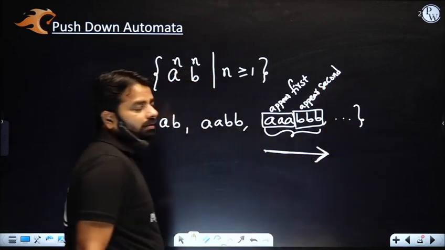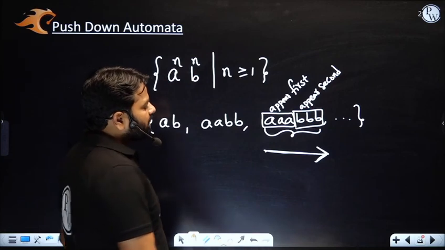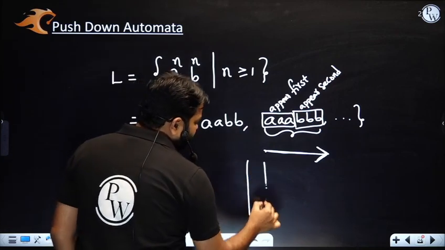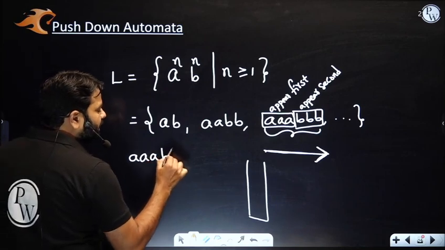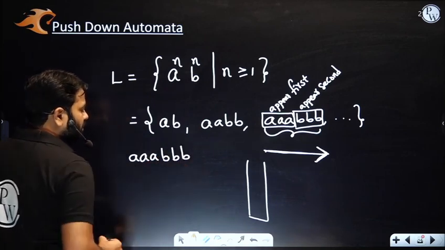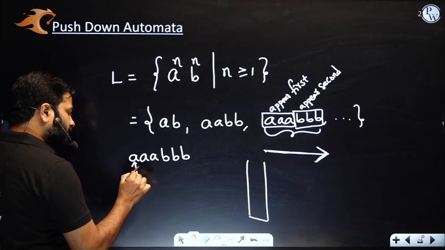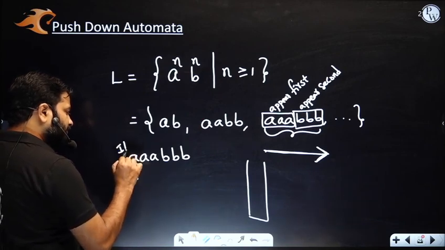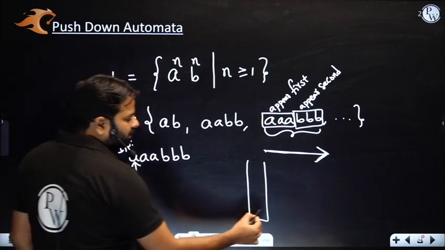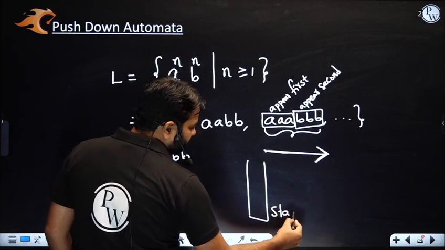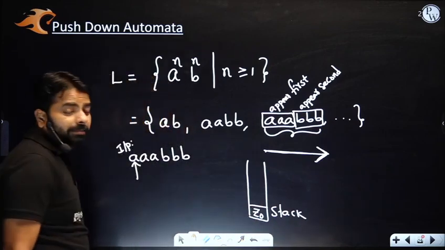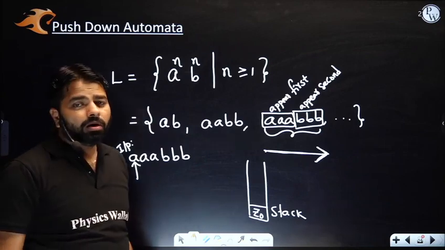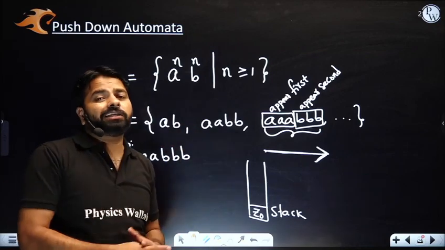Now you tell me how to utilize the stack. I have a stack. Now I have six symbols, let's say 3 A's and 3 B's. Now first I am reading A. This is the input, you know it. This is the stack. Assume initially Z0 is there. Don't worry, I'm not designing a PDA. I'm trying to help you with how you should think about these context-free languages.